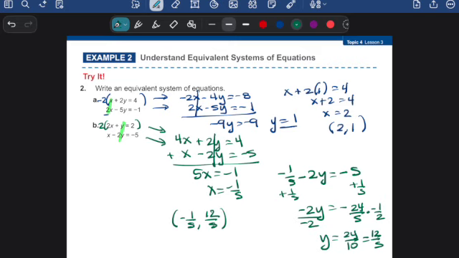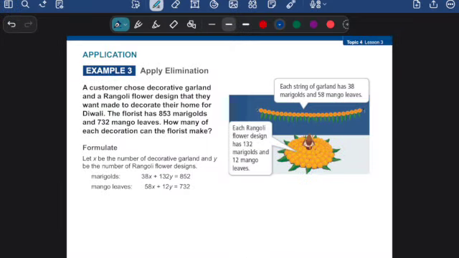So again, leaving it as fractions so we get the most accurate answer. These ones are not going to be irrational decimals, but get used to writing them as fractions. Example 3, our application problem.